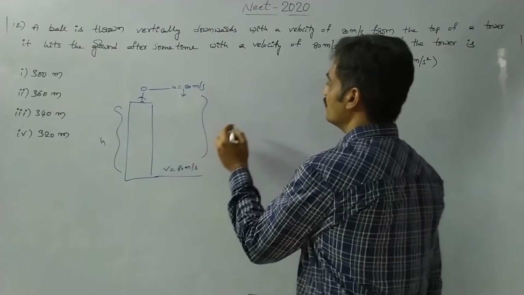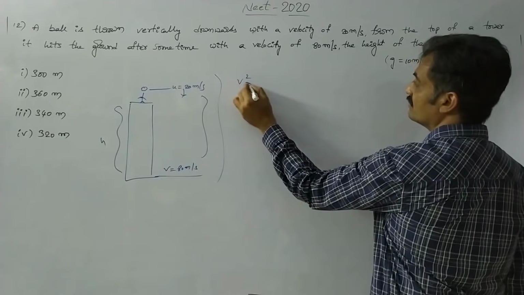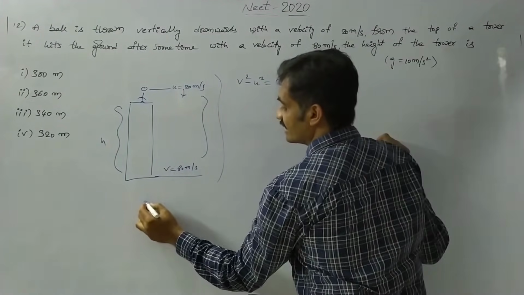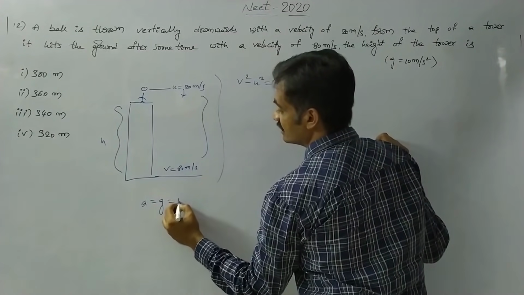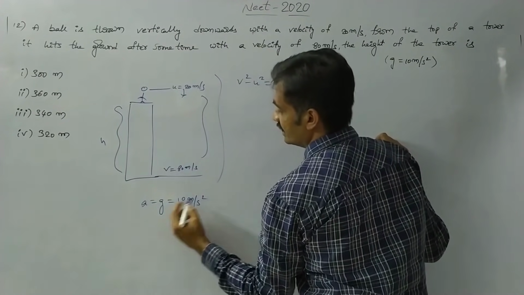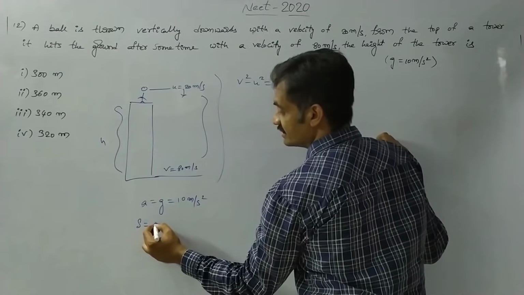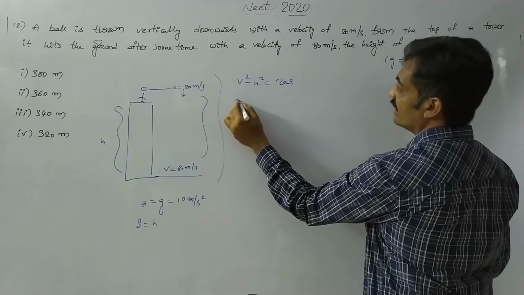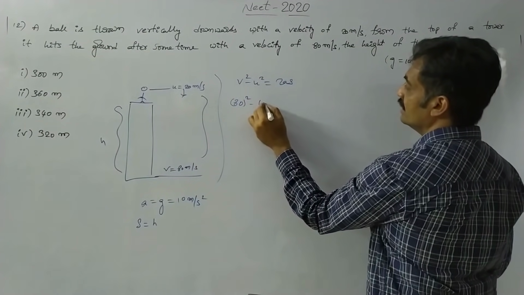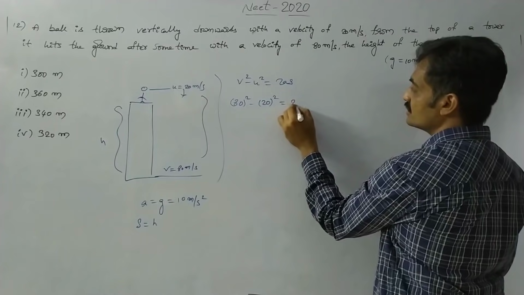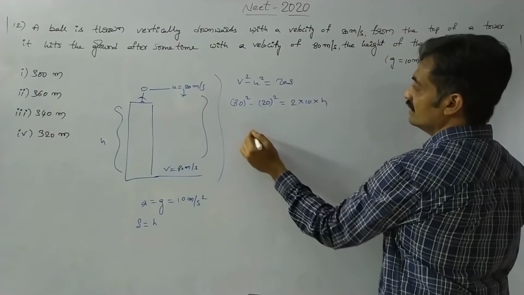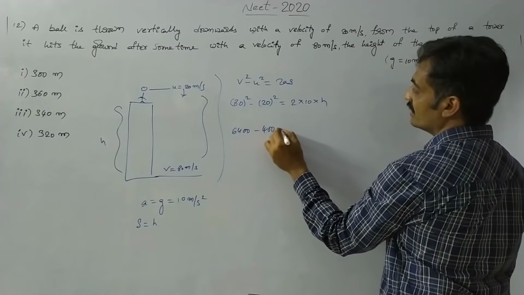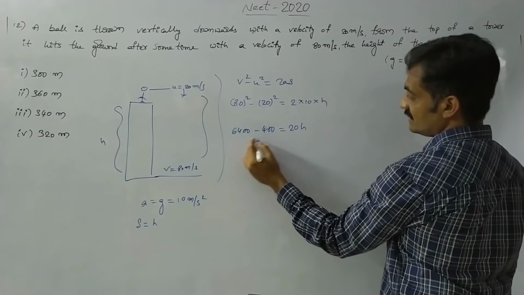Since the time is not given, we are going to consider the equation v square minus u square equals 2as, and here a is nothing but acceleration due to gravity, g equals 10 meter per second square. We have to find s equals h. Now if I substitute all these values, here we have 80 square minus 20 square equals 2 into 10 into h. So 80 square is nothing but 6400 minus 20 square is 400 equals 20h.